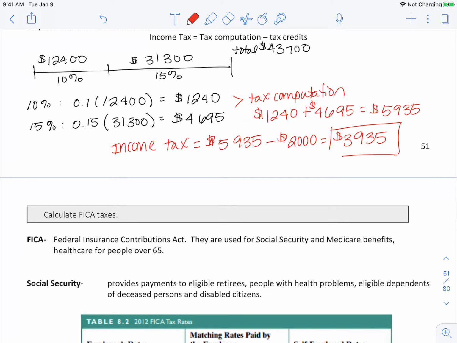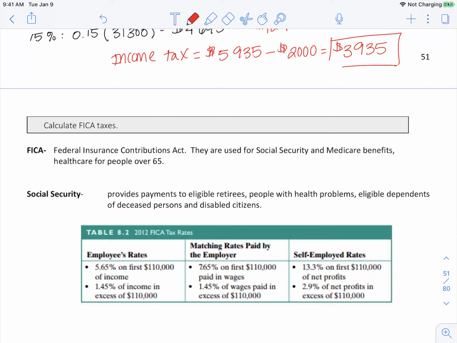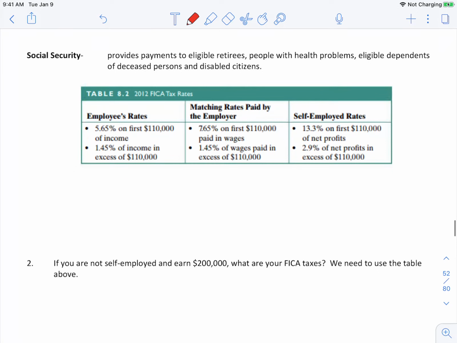Next, we're going to be looking at FICA taxes. So FICA, this is the Federal Insurance Contributions Act. They're used for Social Security and Medicare benefits and health care for people over 65. Social Security, this provides payments to eligible retirees, people with health problems, eligible dependents of deceased persons, and disabled citizens. So here's the tax rate chart.